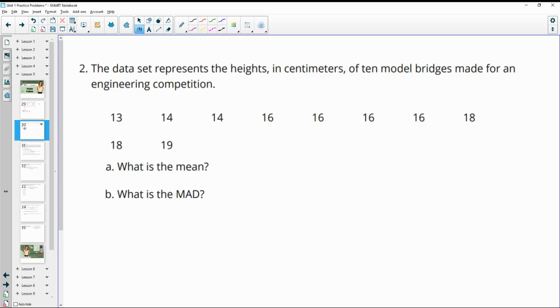Number two, the data set represents heights in centimeters of 10 model bridges that are being made for an engineering competition. What is the mean? So for the mean, we're going to add all of these numbers together. And if you add all those numbers together, you're going to get 160. And then you divide that by the number of numbers there are, which is 10 in this case. So the sum divided by 10 gives us 16 for the mean.